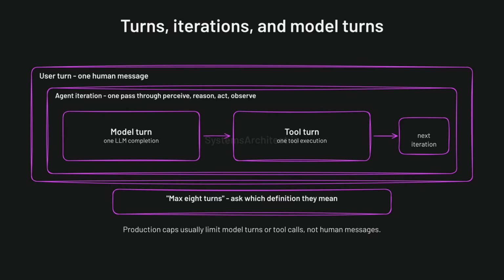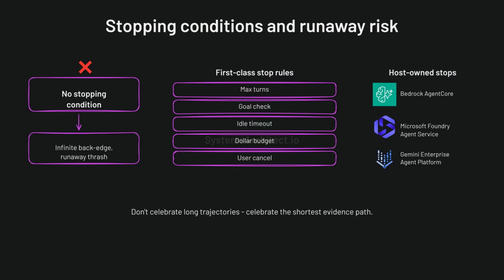What happens without a stop? Without a stopping condition, the back edge is infinite and runaway loop risk is real. Max turns, goal checks, idle timeouts, dollar budgets, and user cancel are first-class design. Infinite loop risk doesn't vanish because the model is smarter.